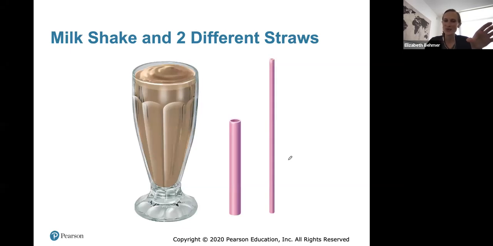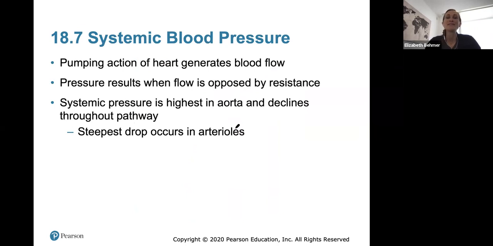I like showing you this picture to show the viscosity of a milkshake traveling through a larger diameter tube or a skinnier diameter tube. And obviously it will flow through a larger diameter tube much more easily. The systemic blood pressure is the pumping action that the heart generates to create blood flow. And this is the pressure that results when the flow is opposed by resistance.